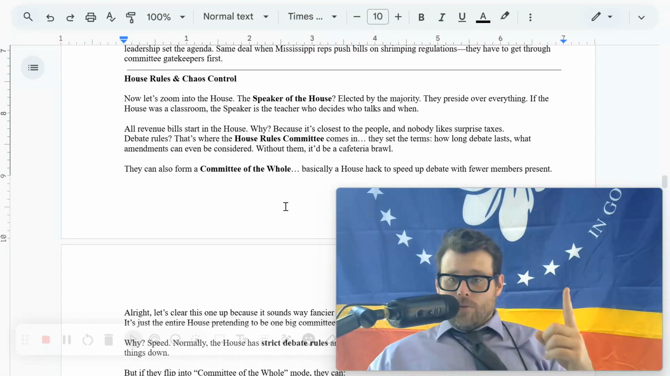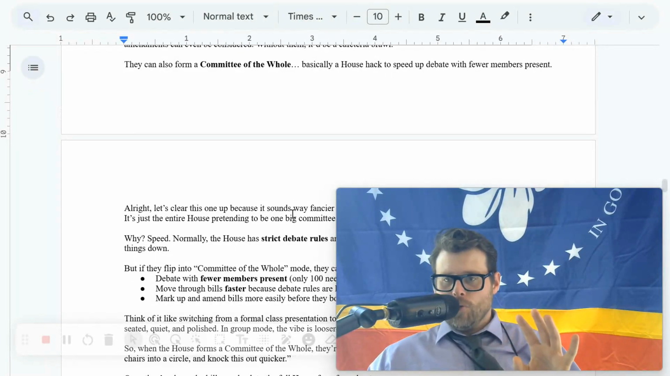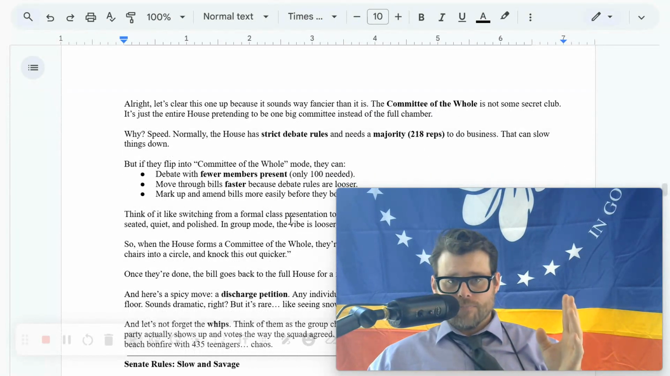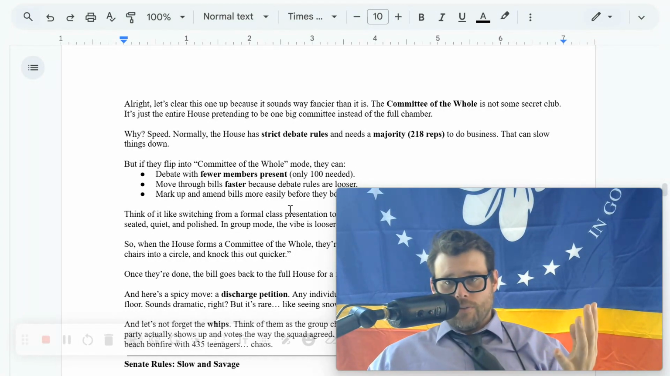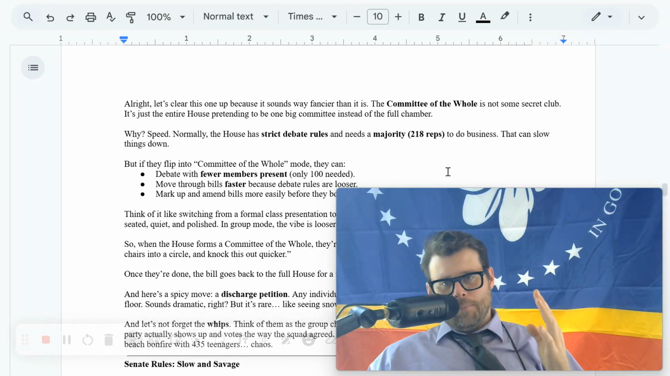And so here's another rule of the House: they can also form a committee of the whole. That's basically a House hack to speed up debate with fewer members present. So, all right, let's just clear this one up real quick because it sounds way fancier than it is. The committee of the whole is not some secret club. It's just the entire House pretending to be one big committee instead of the full chamber.